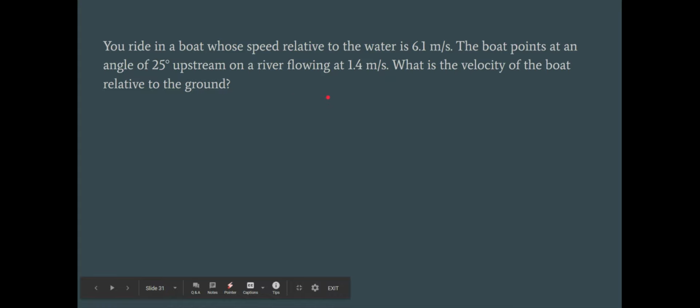So we are in a boat, and that boat's speed relative to the water, so how quickly it's moving on the water, is 6.1 meters per second. The boat points at an angle of 25 degrees upstream, that word's going to be important, on a river that's flowing at 1.4 meters per second. And we want to know the velocity of the boat relative to the ground. So if somebody were standing on the ground, what would the velocity of that boat be to the person on the ground?